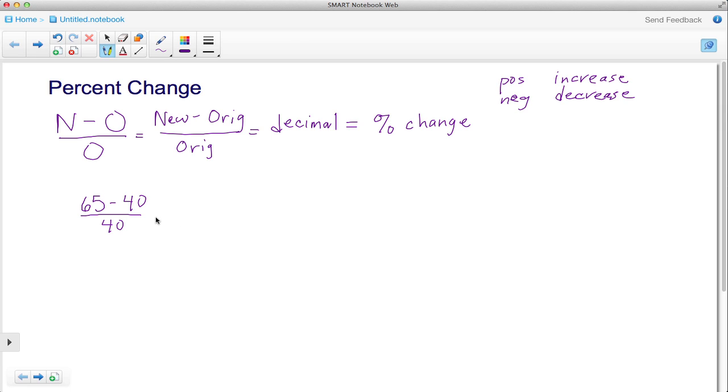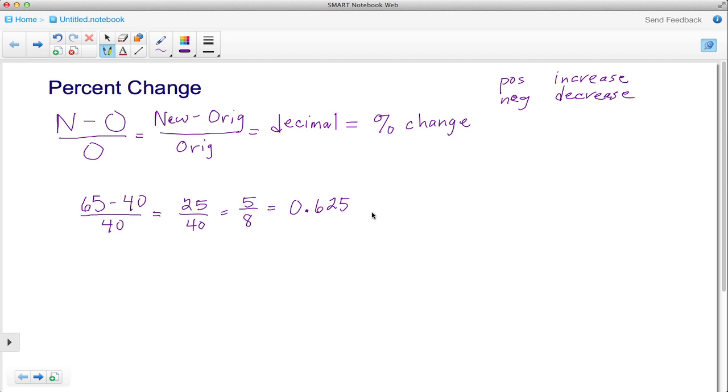So here we have 65 minus 40. That's going to give us 25, and our denominator stays the same as 40. I see that both of these numbers can be divided by 5, so 25 divided by 5 is 5, and 40 divided by 5 is 8, and then we can pull up a calculator and divide 5 by 8 and end up with 0.625.